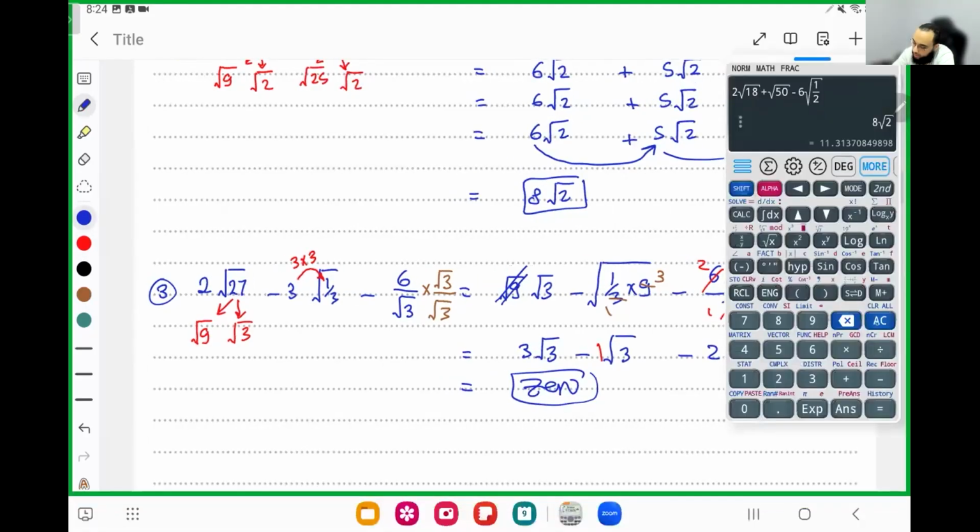Let's check the calculator. 2 square root 27 minus 3 square root 1 over 3, minus 6 over root 3. Actually, there is a mistake. We made a mistake. 3 minus 1, 2.